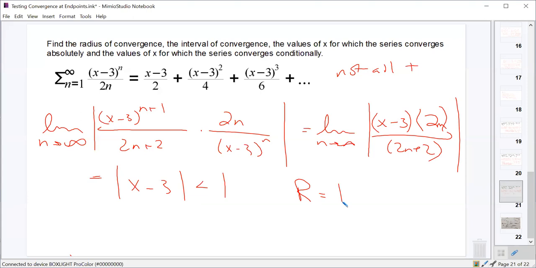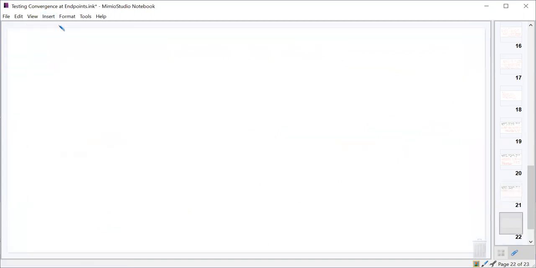And then we would find the interval. The interval would end up being x is less than 4, greater than 2. So we have a base interval of convergence of 2 to 4, and we need to check the endpoints of 2 and 4. So if we check 2 at x equals 2, this becomes the sum from n equals 1 to infinity. It was x minus 3, right? So that's negative 1 to the n over 2n.